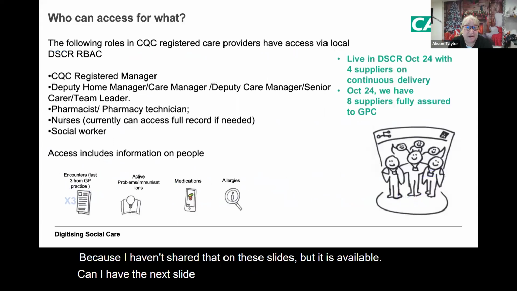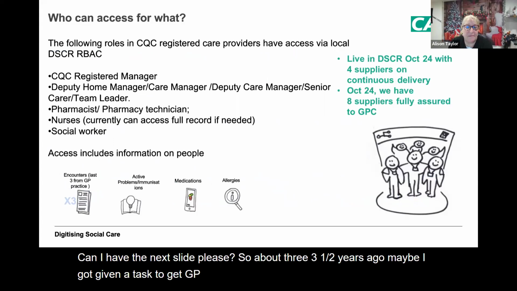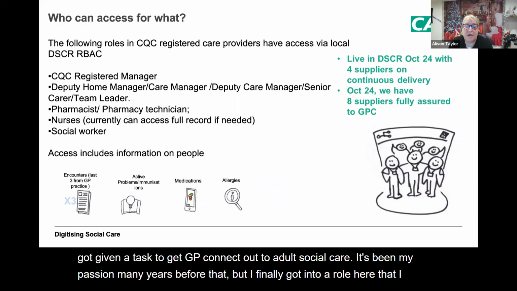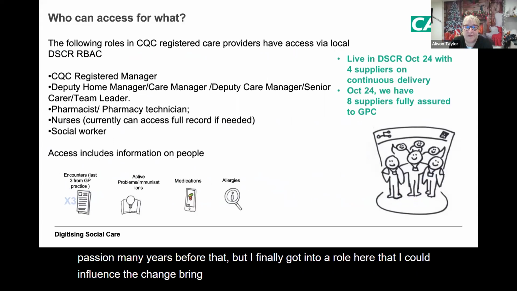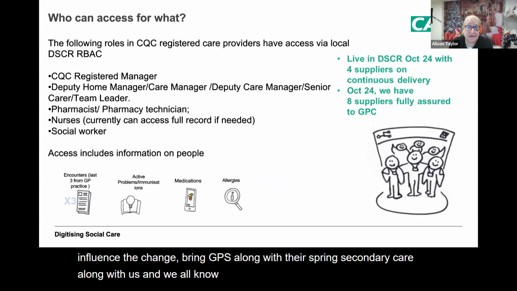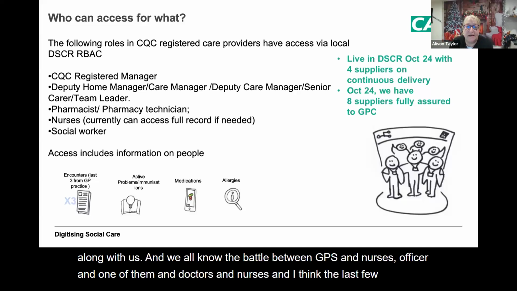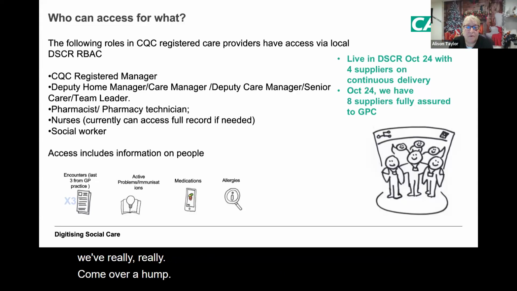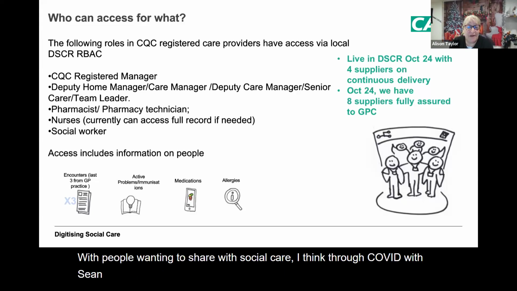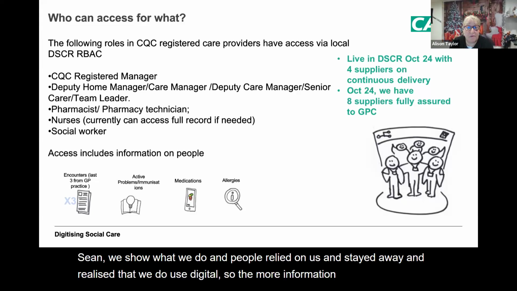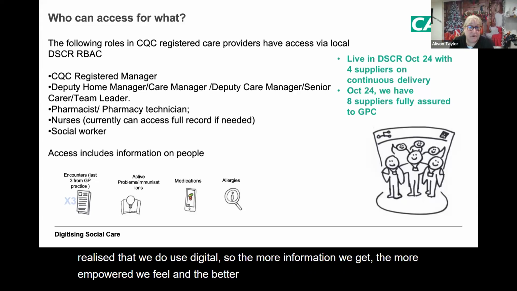So about three and a half years ago, maybe, I got given a task to get GP Connect out to adult social care. It's been my passion many years before that, but I finally got into a role here that I could influence the change, bring GPs along with us, bring secondary care along with us. And we all know the battle between GPs and nurses. Obviously, I'm one of them, and doctors and nurses. I think in the last few years, we've really come over a hump with people wanting to share with social care. I think through COVID, we showed what we do, and people relied on us and stayed away and realised that we do use digital. So the more information we get, the more empowered we feel and the better care we can deliver, quite honestly.